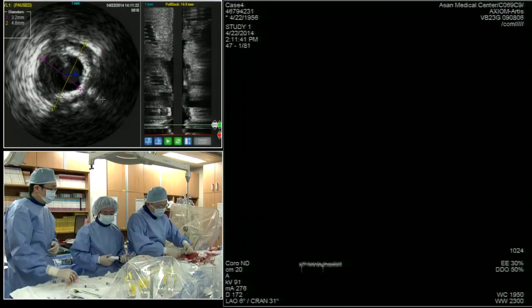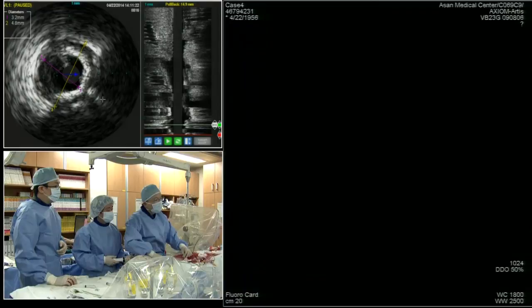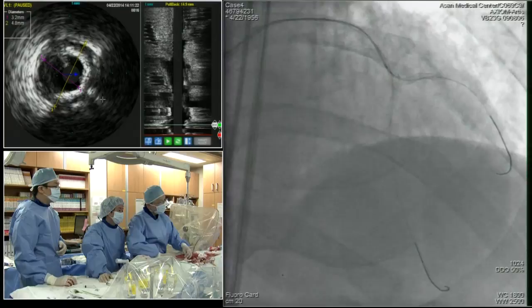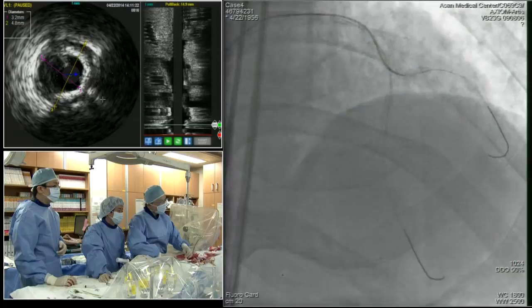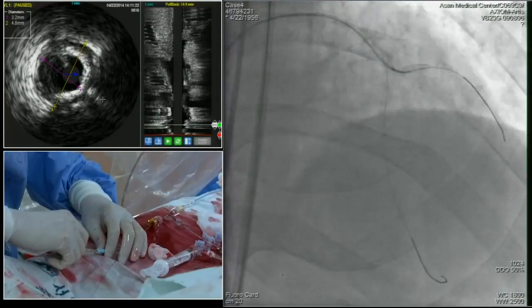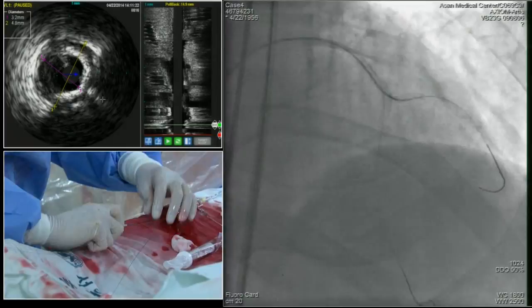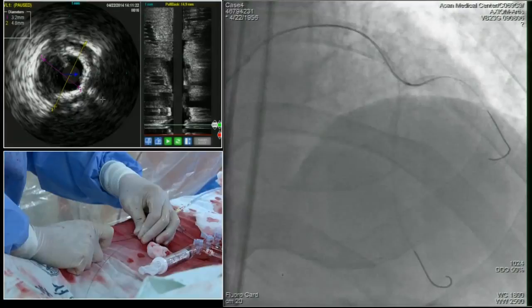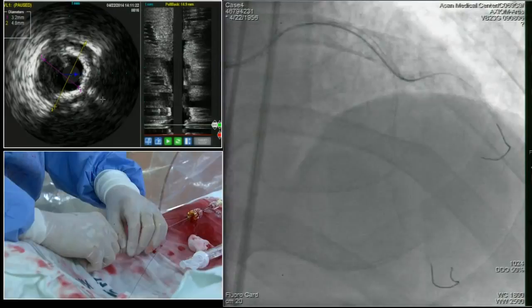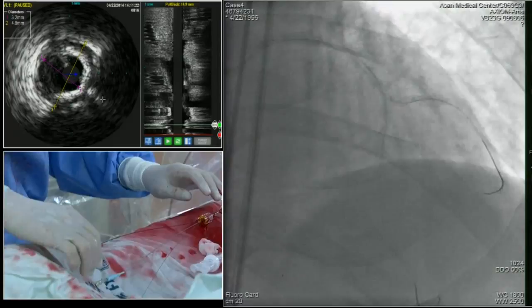If this Corsair can pass, I think 1.5 new balloon can pass. Okay, deflate. So easy. This is 8 French system. I push closer, putting back this Sion wire. Okay. Pass. There you go. Okay, give me 1.5, a very short balloon. 1.5, 8 or 10.